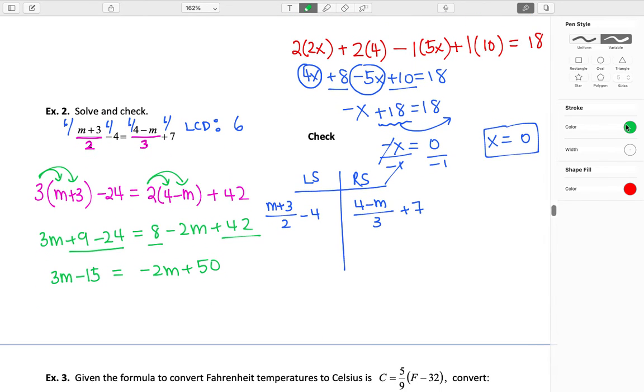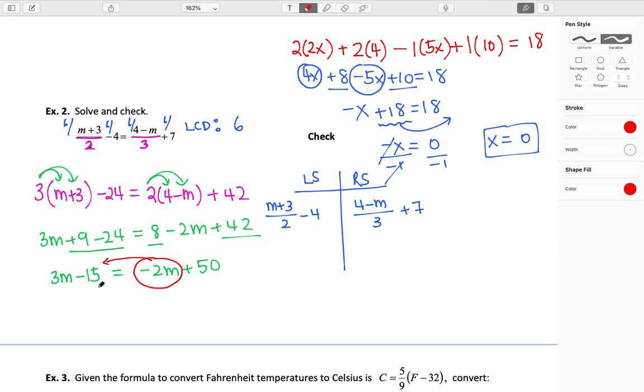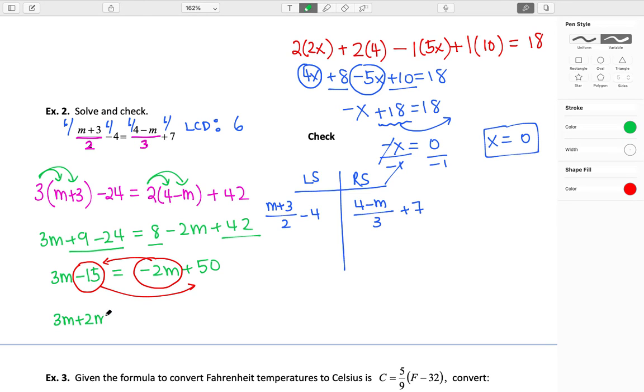And after that, now that I simplified on the left side and the right side, I'm going to bring m to the left side and the number to the right side. So I now have on the left side 3m plus 2m and 50 plus 15. So I have 5m equals 65, and divide both sides by whatever is in front of m. So m is equal to 13.